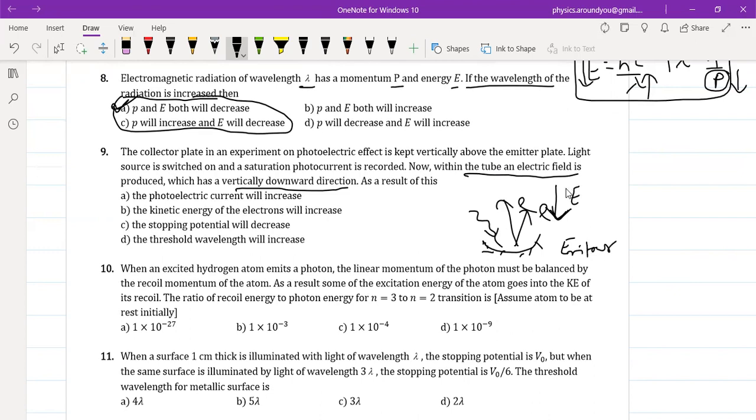What would happen to these quantities once I switch on this electric field, right? So, let's see this.